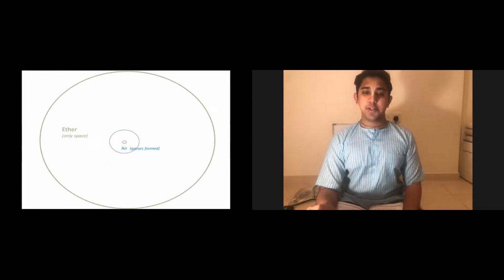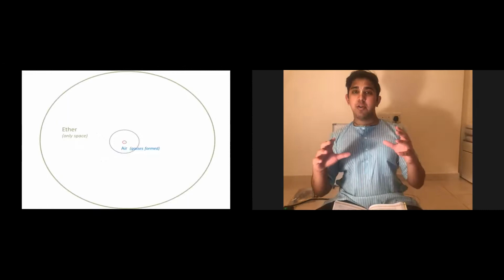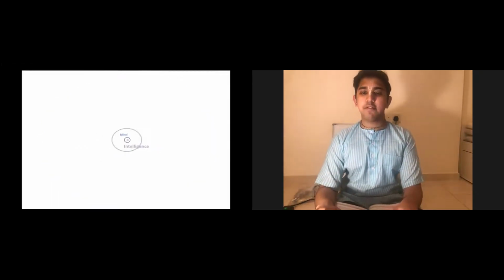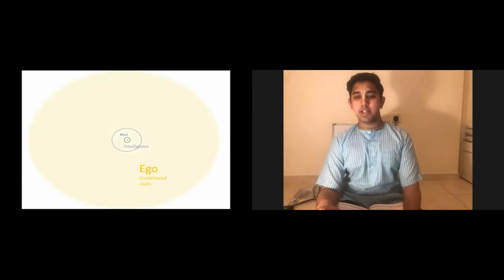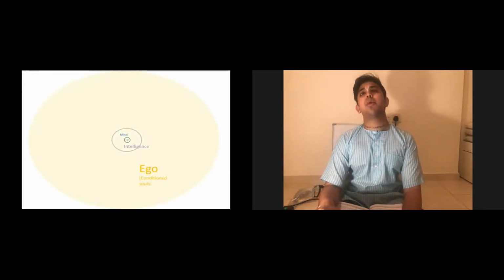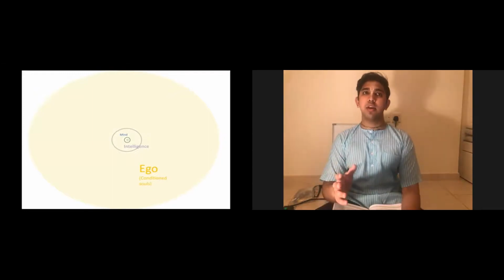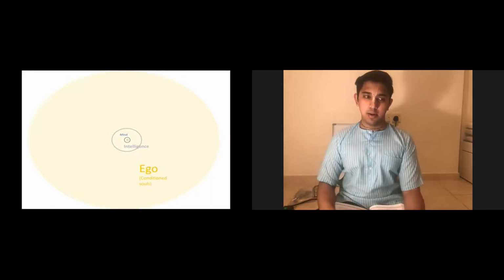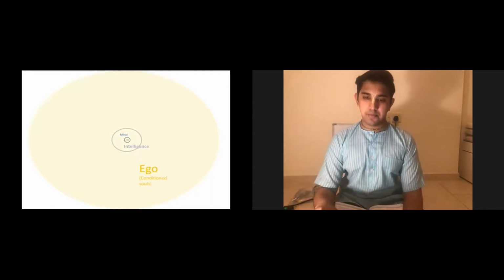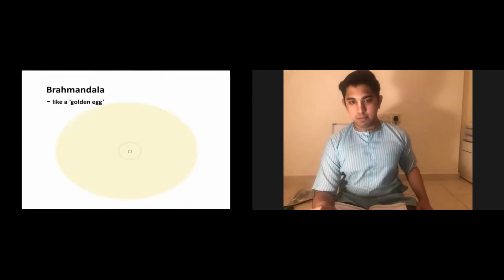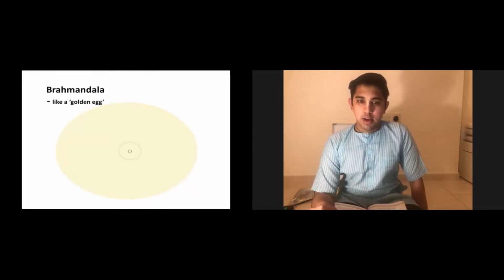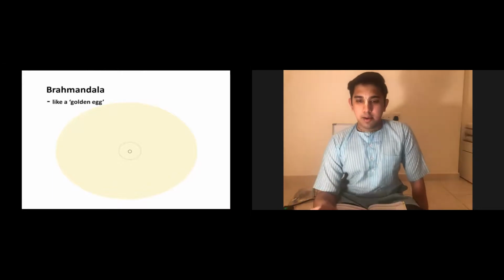And there, this space, which is vacuum as such. And then we have the subtle elements, mind, intelligence, and ego. Bhagavatam also describes sometimes there is another layer known as Pradhana, or the Mahatattva. So this is the Brahma Mandala, the golden egg.